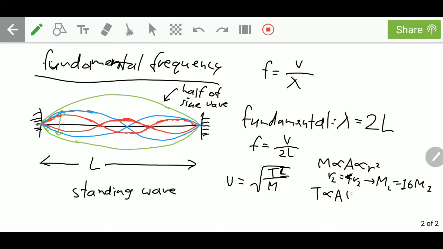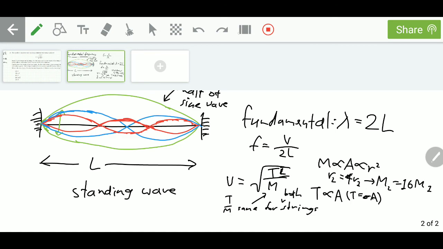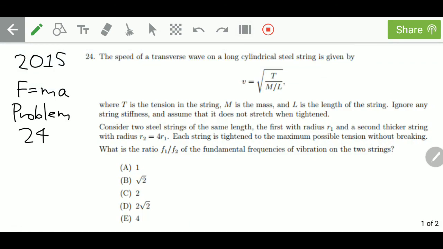In fact, it's equal to something called the tensile strength, which has units of pressure, multiplied by the area, and thus this means that the fraction T over M is actually the same for both strings. And that means that actually v will be the same for both strings, meaning that f equals v over 2L will also be the same for both strings, since they both have the same length. And thus, the ratio of their fundamental frequencies is equal to 1.